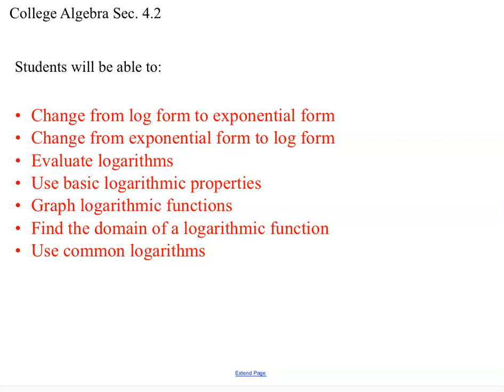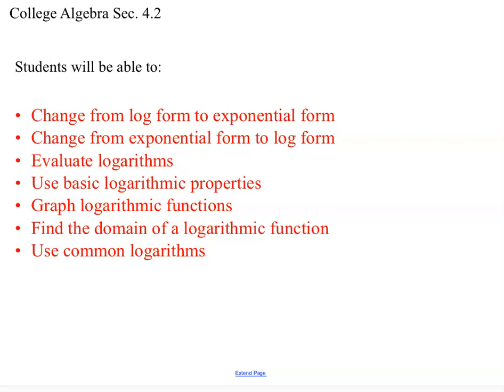All right, so today we're looking at section 4.2. We will spend 2 days on this, reviewing just that idea of logs and how to go from log to exponential form and back and forth. We're going to look at evaluating some basic logs and looking at some of our log properties today. And then tomorrow we'll tackle the last couple here.